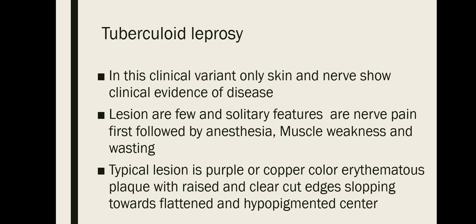The first clinical variant is tuberculoid leprosy. In this clinical variant, only skin and nerve show clinical evidence of disease. Lesions are few and solitary. Features are nerve pain first, followed by anesthesia, muscle weakness, and wasting. The typical lesion is a purple or copper colored erythematous plaque with raised and clear cut edges, sloping towards a flattened and hypopigmented center.